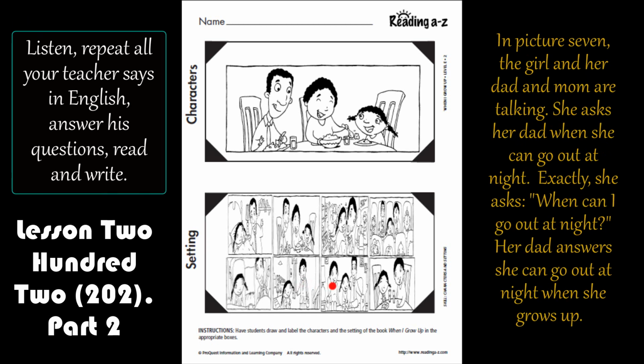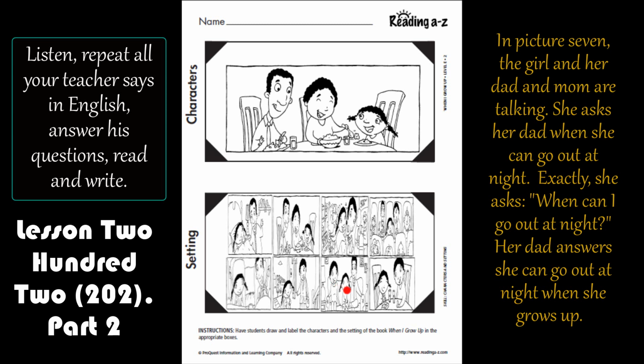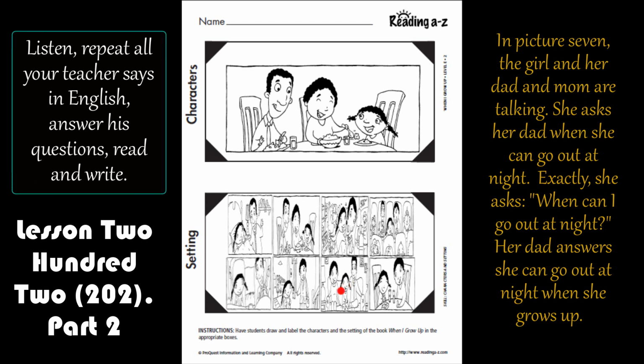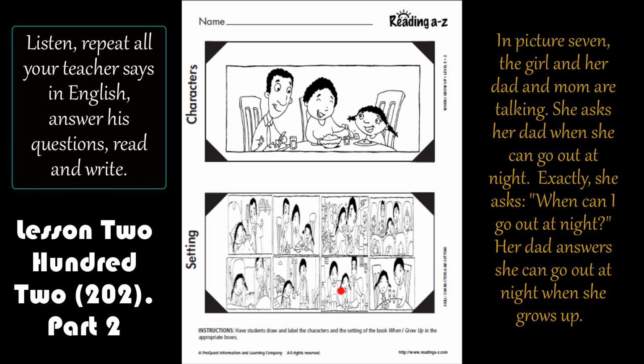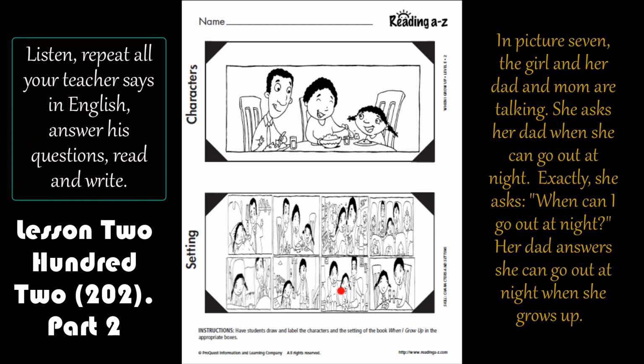In picture 7, the girl and her dad and mom are talking. She asks her dad when she can go out at night. Exactly, she asks, "When can I go out at night?" Her dad answers she can go out at night when she grows up.